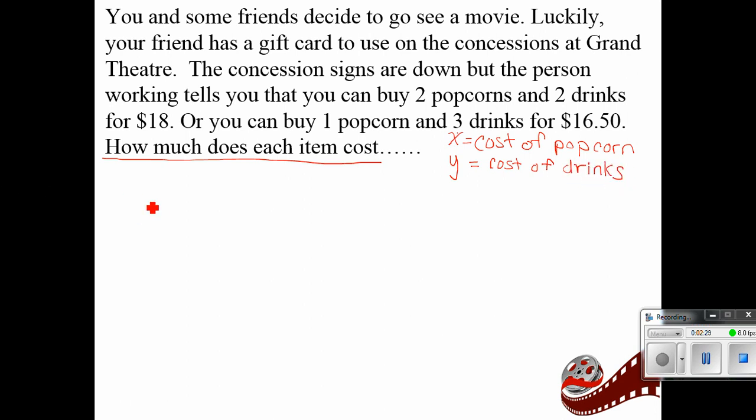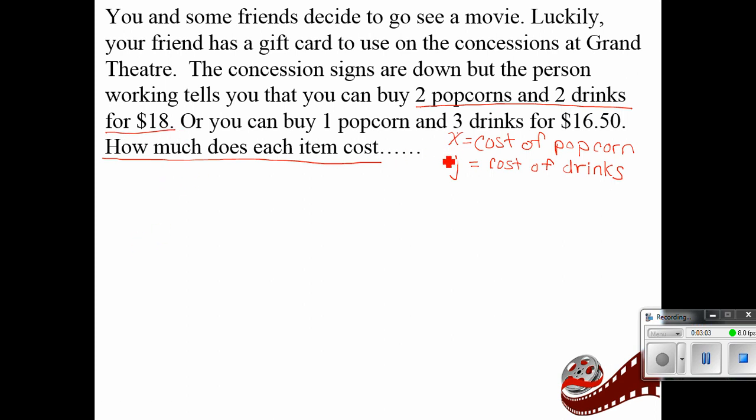So we first identify what it is that we're trying to find, so we can remember that when we go about setting up our 2 equations. Since we're trying to find 2 variables here, x and y, we're going to need 2 equations to make that happen. So let's go back through our story problem and see if we can find those 2 equations. It says we're going to the movies, we have concessions, the signs are down, all of that's nice, but it doesn't have any impact on our story problem. Let's get to where we see the numbers. 2 popcorns and 2 drinks cost $18.